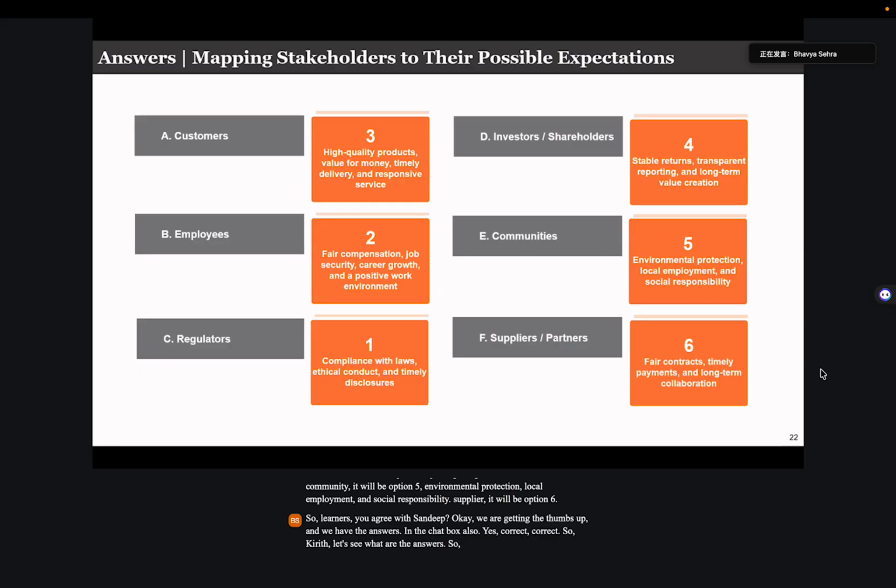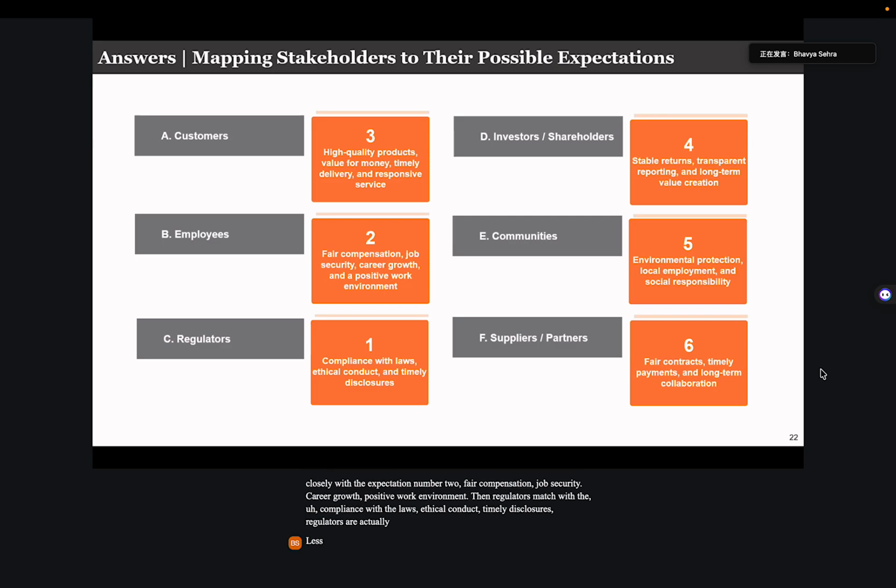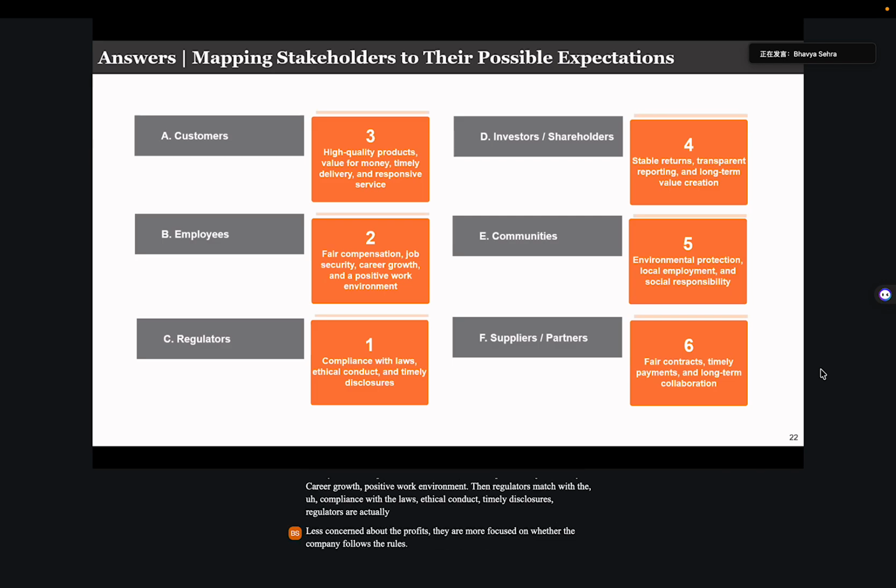So yes, customers are best matched with the expectation number 3, high quality products, value for money, timely delivery, responsive services. Then employees align most closely with the expectation number 2, fair compensation, job security, career growth, positive work environment. Then regulators match with compliance with the laws, ethical conduct, timely disclosures. Regulators are actually less concerned about the profits.